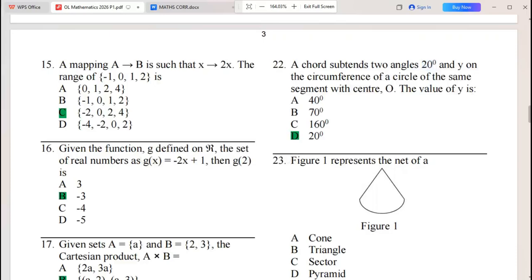Question 23. Figure 1 represents the net of a. When we talk about the net of a figure, we are simply talking about the way we can unfold that figure to represent a flat two-dimensional shape. This is an unfolded version of a cone, which is A.